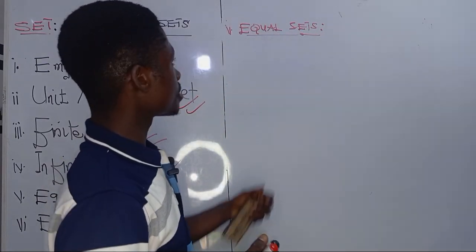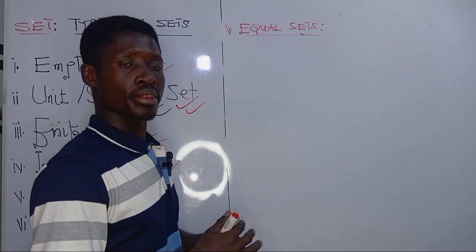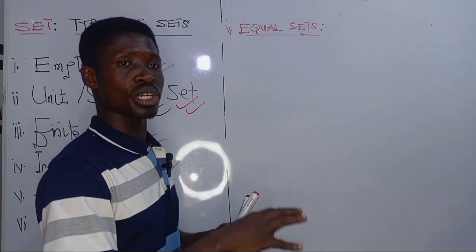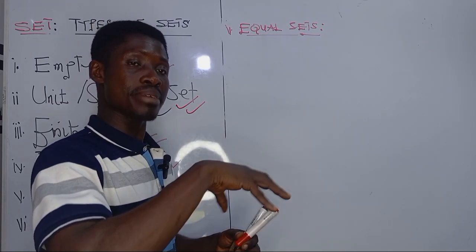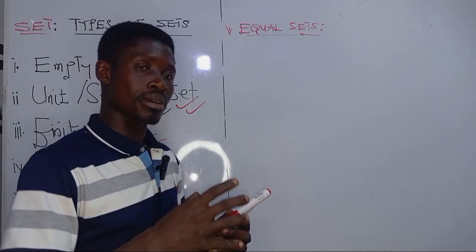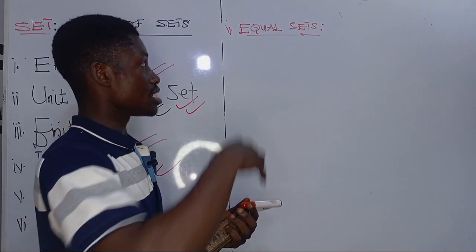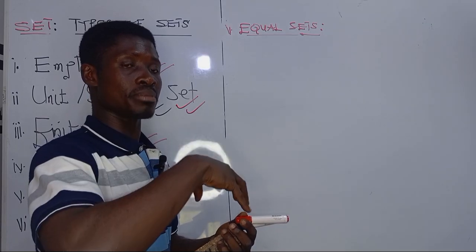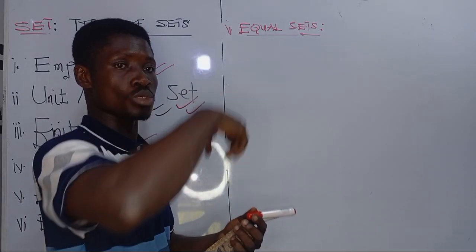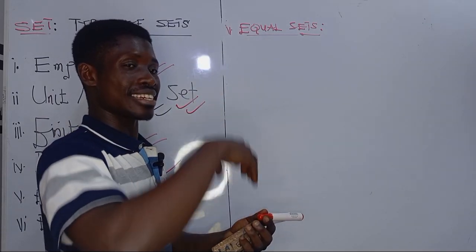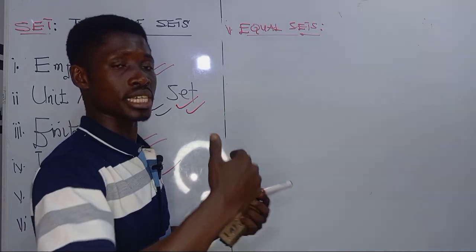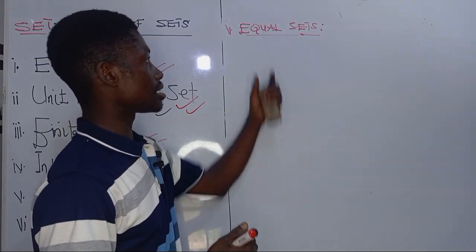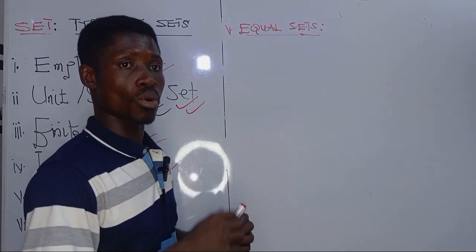So let's look at equal sets. Two or more sets are said to be equal if they contain the same elements and the same number of elements. If these two sets contain the same elements, meaning that the elements within these two sets are identical, and the number of elements within these two sets is the same, then we can say that these two sets are equal sets.